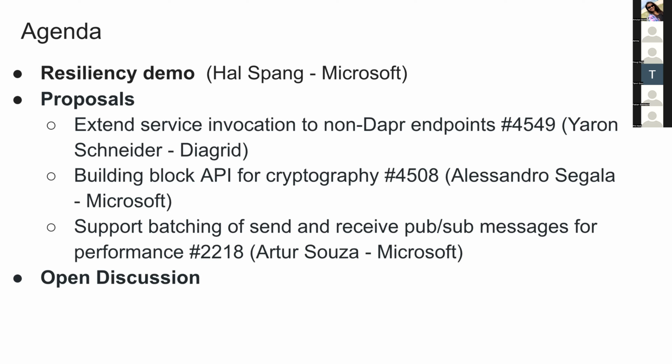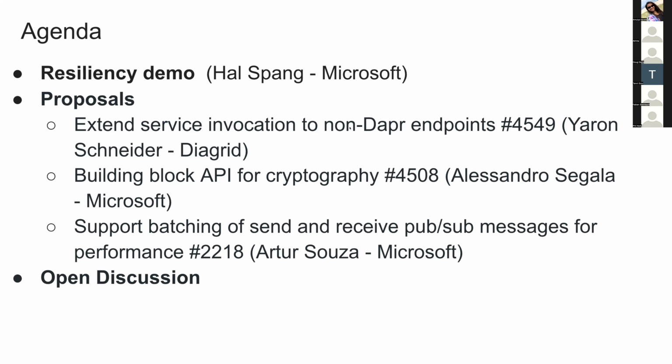So we'll have Jeroen talk about extending service invocation to non-Dapr endpoints. We'll have Alessandro talk about a new proposed building block API for cryptography. And we'll have Arta talk about the ability to support batching for send and receive in PubSub messages to improve performance. And then at the end, we'll follow up with an open discussion where you can ask any question of your choice.